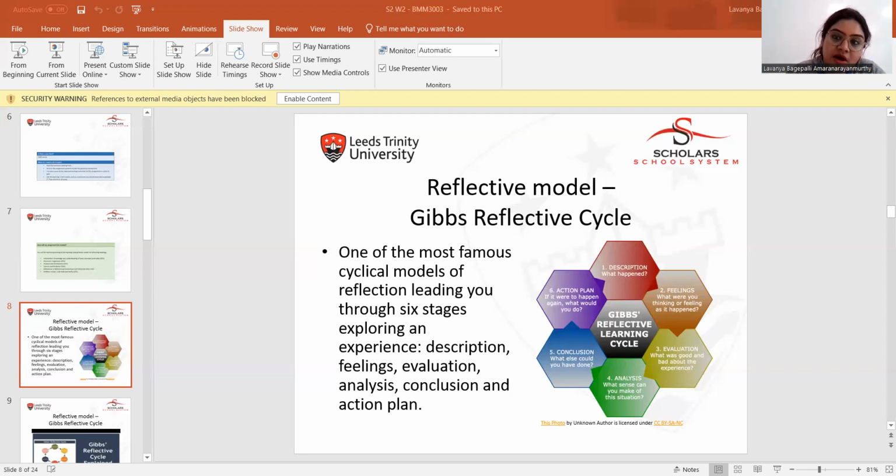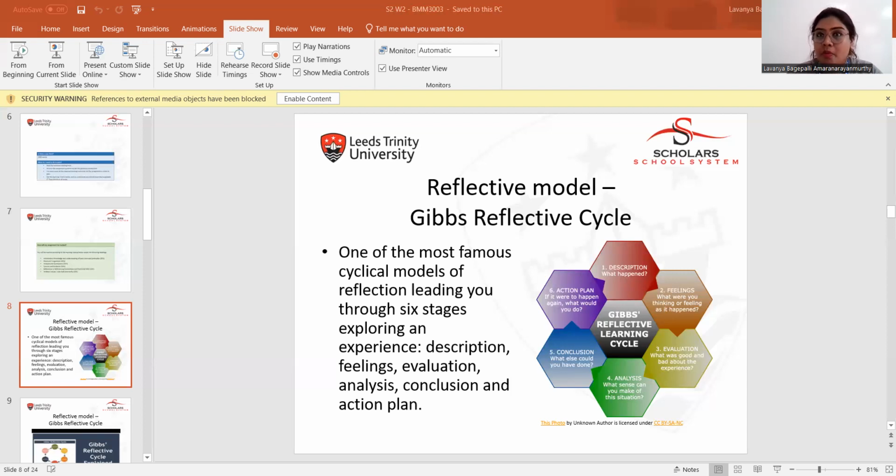And the next stage in Gibbs reflective cycle is evaluation. So under evaluation, here you have the chance to evaluate what worked for you and what did not work for you in that particular situation. And you should try to be as objective and as honest as possible. And to get the most out of your reflection, focus on both positive and negative aspects of the situation.